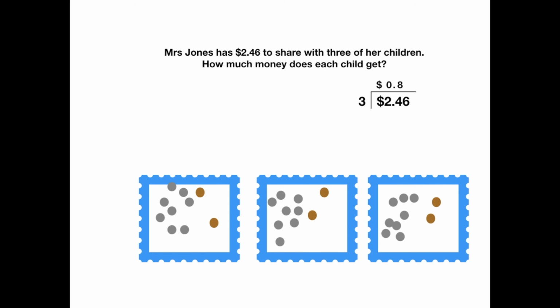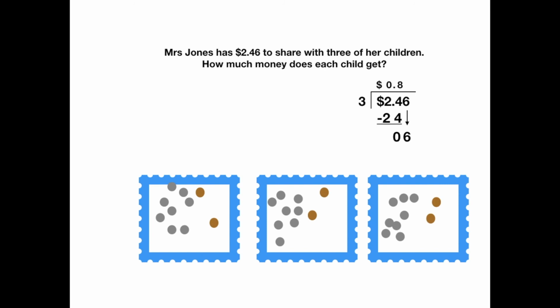8. Now we're going to multiply. That 8 times 3 is 24. We subtract. 24 take away 24 is 0. 0 is smaller than 3, so I know I did that appropriately. Then we're going to bring down that 6 to create a new number.